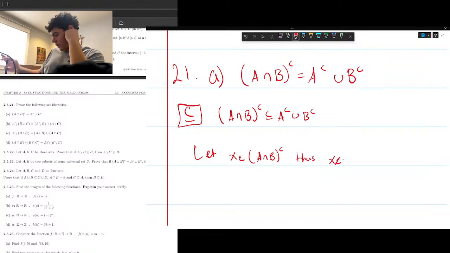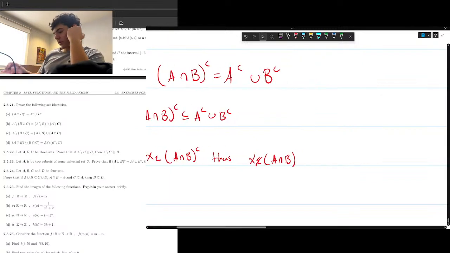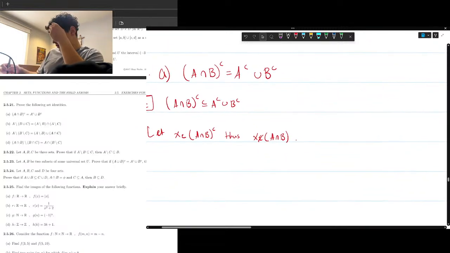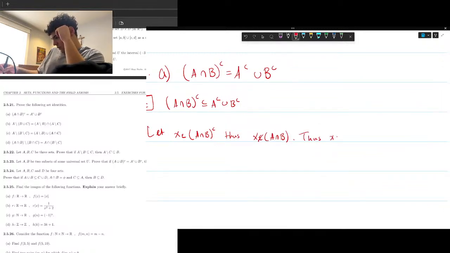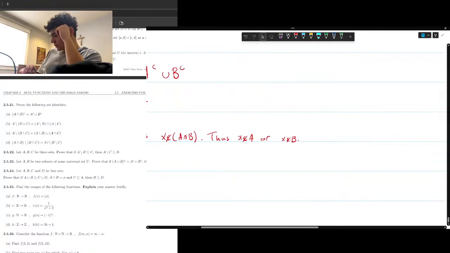We write this saying X is in the complement is equivalent to saying it's not even in the set at all, which is true. So X is not in A intersection B. Thus, X is not in A, or X is not in B. Right?